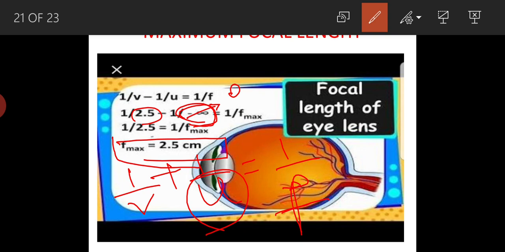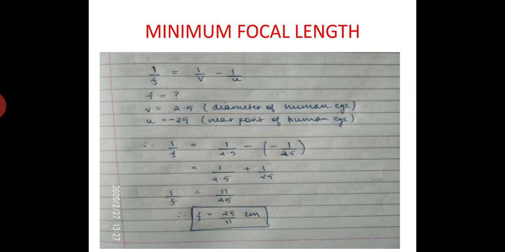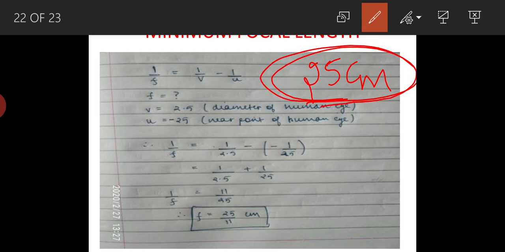Now when we see very near objects, ciliary muscles get strained and focal length decreases and it becomes minimum. So focal length will be minimum when we see a very near object. A very near object means an object placed at 25 centimeters, because this is the least distance of distinct vision. If you place it before 25 centimeters, we cannot see the object clearly. So the nearest distance to see the object clearly is 25 centimeters only.